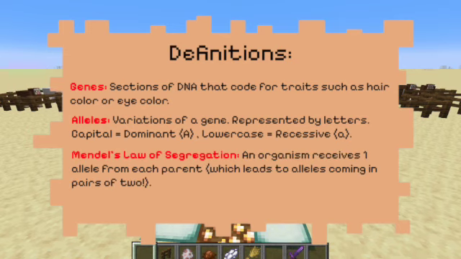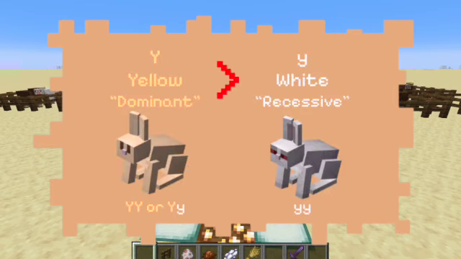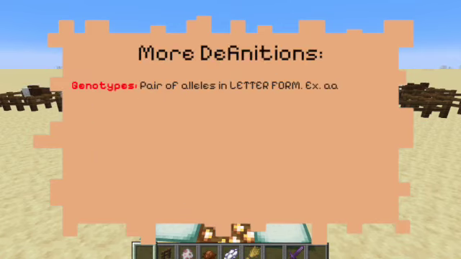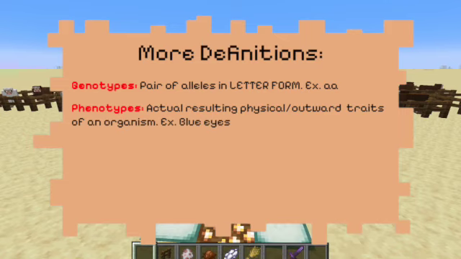Mendel's law of segregation states that an organism receives one allele from each parent. Therefore, if we have a rabbit and the yellow allele for fur color in rabbits, big Y, is dominant to the recessive white allele, little y, the rabbit could have gotten one yellow dominant allele from his mom and one white recessive allele from its dad, making the rabbit have the alleles big Y, little y. Or the rabbit could have gotten both white or both yellow alleles from its parents. These pairs of alleles in letter form are called the genotype, and the actual resulting physical traits of the organism are called phenotypes.